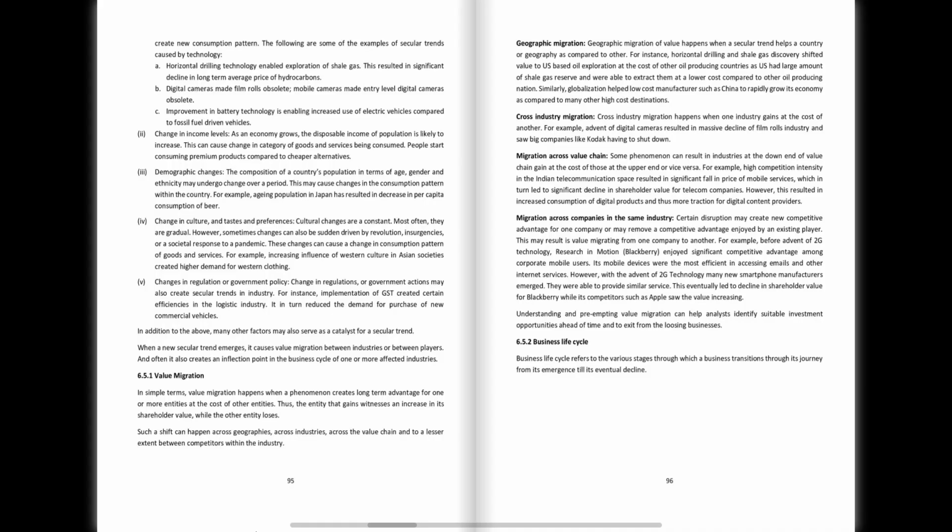2. Change in income levels. As an economy grows, the disposable income of the population is likely to increase. This can cause a change in the category of goods and services being consumed. People start consuming premium products compared to cheaper alternatives. 3. Demographic changes. The composition of a country's population in terms of age, gender, and ethnicity may undergo change over a period. This may cause changes in the consumption pattern within the country. For example, the aging population in Japan has resulted in a decrease in per capita consumption of beer.